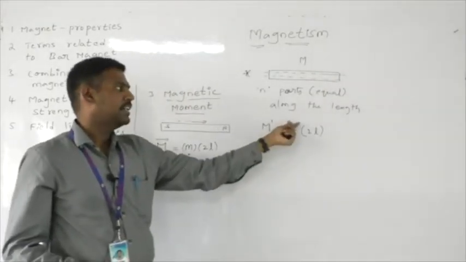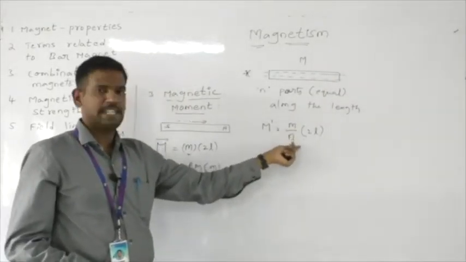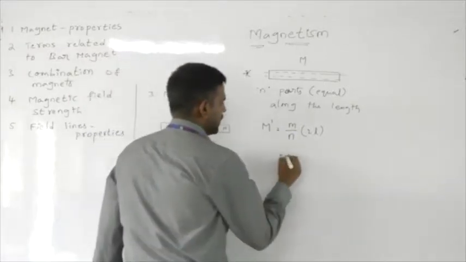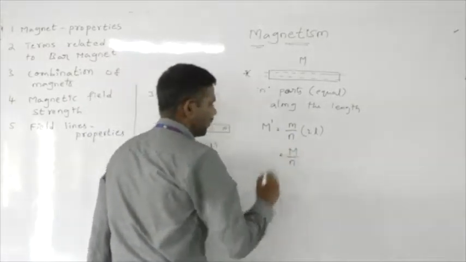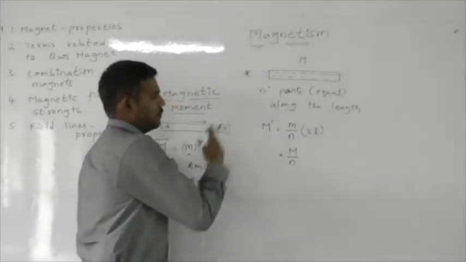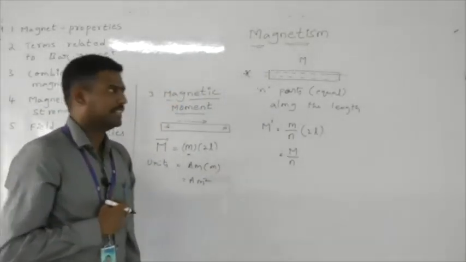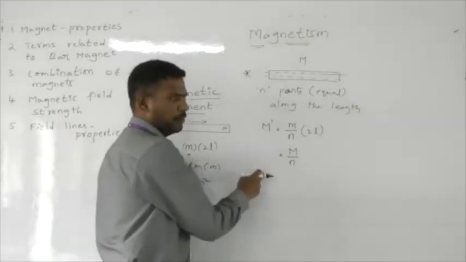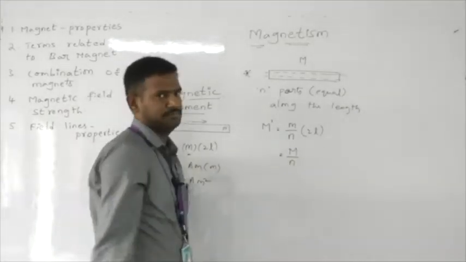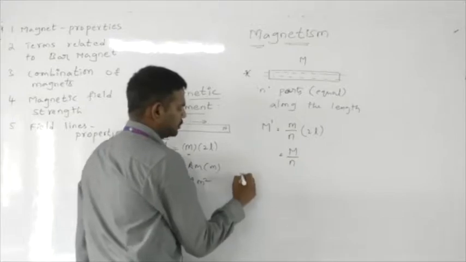Therefore, what I can write, the pole strength is divided by n. Therefore, here what I can say, m divided by small n. Therefore, whenever the bar magnet is cut into n equal parts, then for each part, what is the magnetic moment? That is given by m by n. Then immediately one more question will arise.